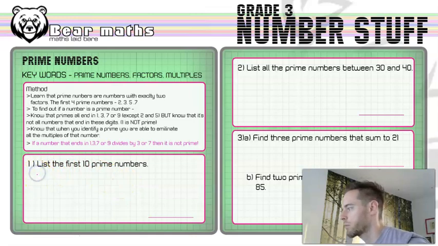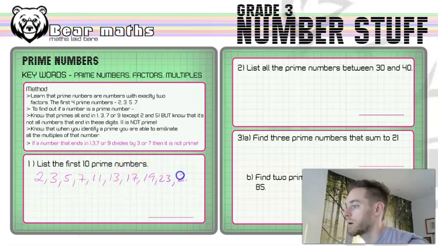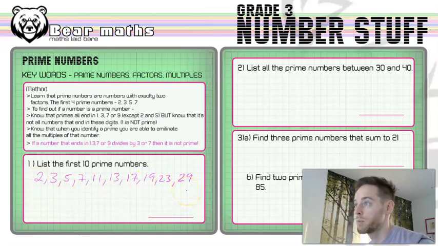Okay, so the first 10 prime numbers, as we said, are 2, 3, 5, 7, and then the one after that is 11. It's not 9 because 9 is divisible by 3. Then we've got 13, then, well, not 15, so 17, then 19, then 23, and then 29. Okay, so that's our list of the first 10 prime numbers. Learn them, they'll be pretty useful. You'll find maths a little bit easier if you learn them.